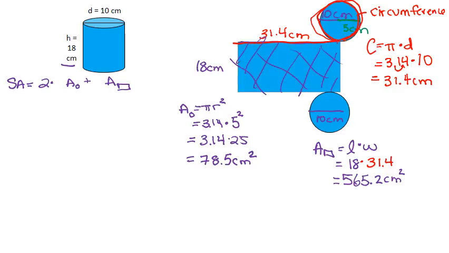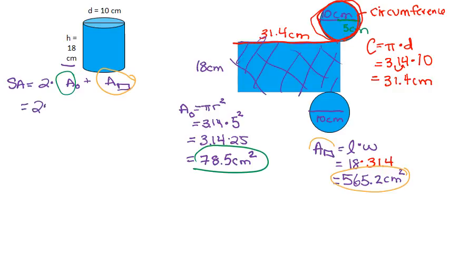So the surface area of my cylinder is equal to 2 times the area of my circle. So that's this one here. And plus the area of my rectangle. This one down here. So now I'm going to plug them back into my formula up here. So now I'll have 2 times the area of the circle, which was 78.5, plus my one rectangle, which is 565.2.